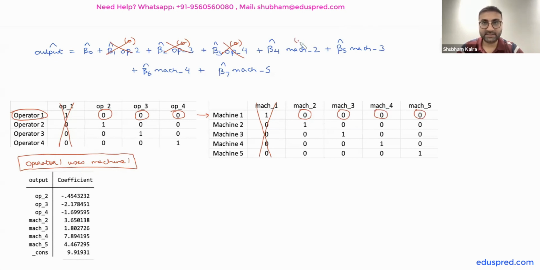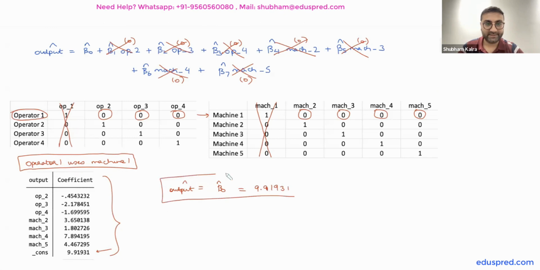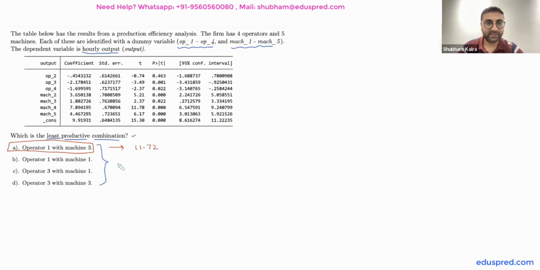So that means this is 0, this is 0, this is 0, and this is 0. So we can remove these. In this case, your estimated output is just equal to beta 0 hat, where we can see from this table that beta 0 hat is equal to 9.91931. So let me put it over here that this combination is giving 9.91931. Okay, let's move to the next combination.